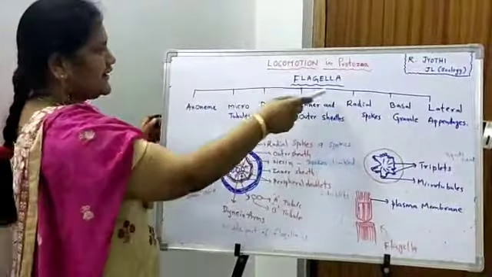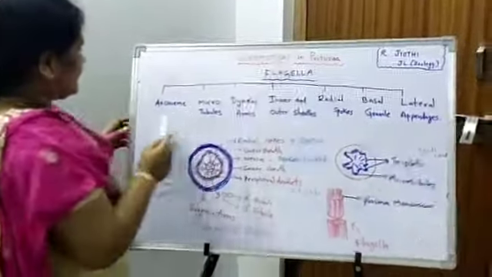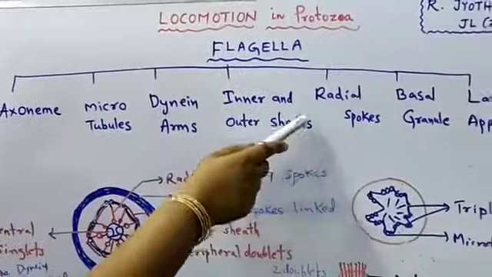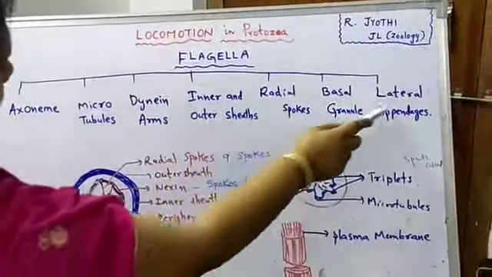Listen once again. Flagella are made up of axoneme, microtubules, dynein arms, inner and outer sheath, radial spokes, basal granules, and lateral appendages.